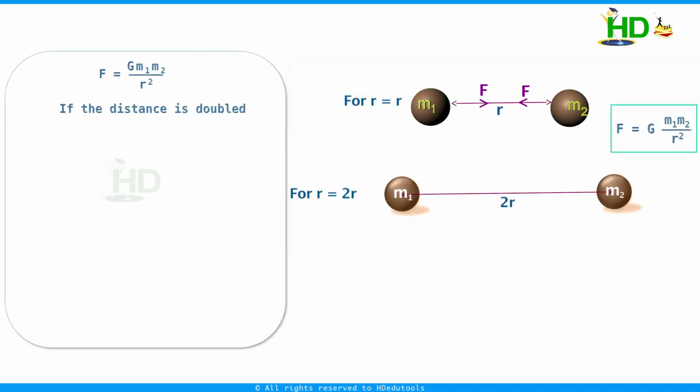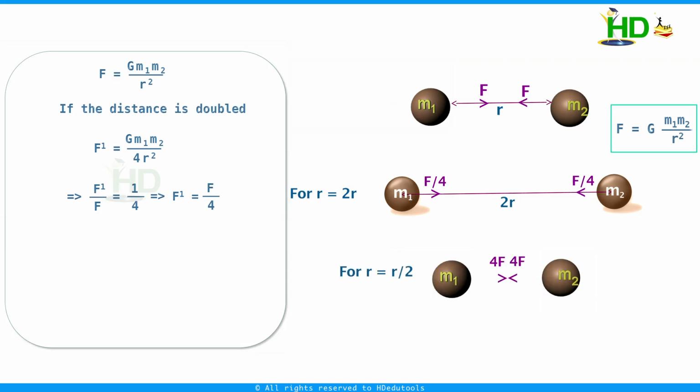If the distance is doubled, then what happens? Yes, the force is directly proportional to 1 by r square. If the distance is doubled, F prime is proportional to 1 by 2r square, then the new force becomes 1 by 4th of the initial force. That is, if the distance between two particles is doubled, the gravitational force becomes 1/4.